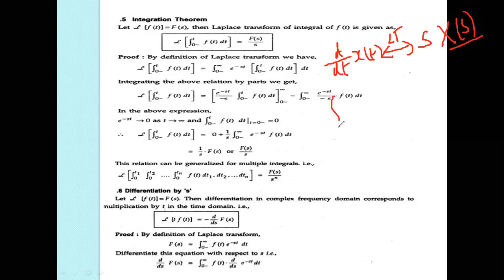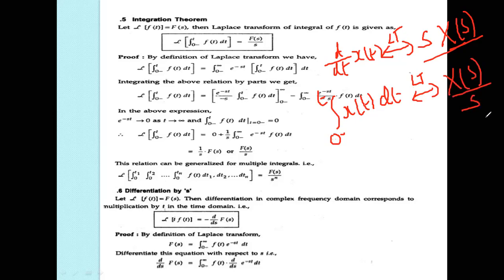Whenever you apply a derivative, you can take it as a multiplication only. The Laplace transformation of the derivative is s into X of s; the frequency is multiplied with s. Now for the integral from 0 minus to t, here t is not the infinite value, of x of t dt, the Laplace transformation for the integration of the time domain function in frequency is 1 by s into X of s.